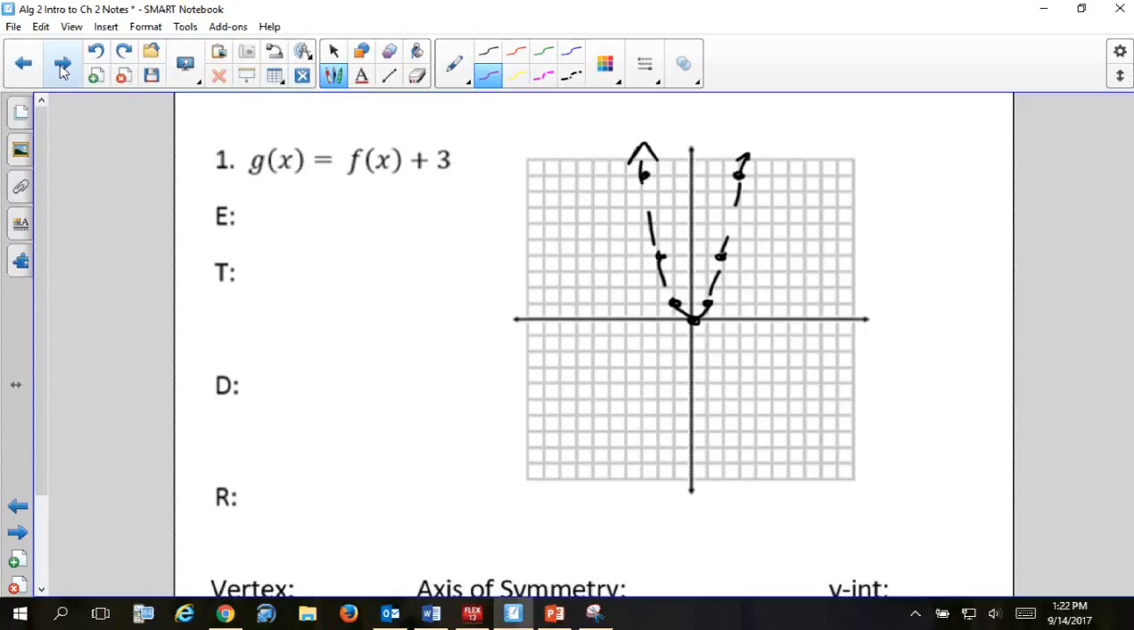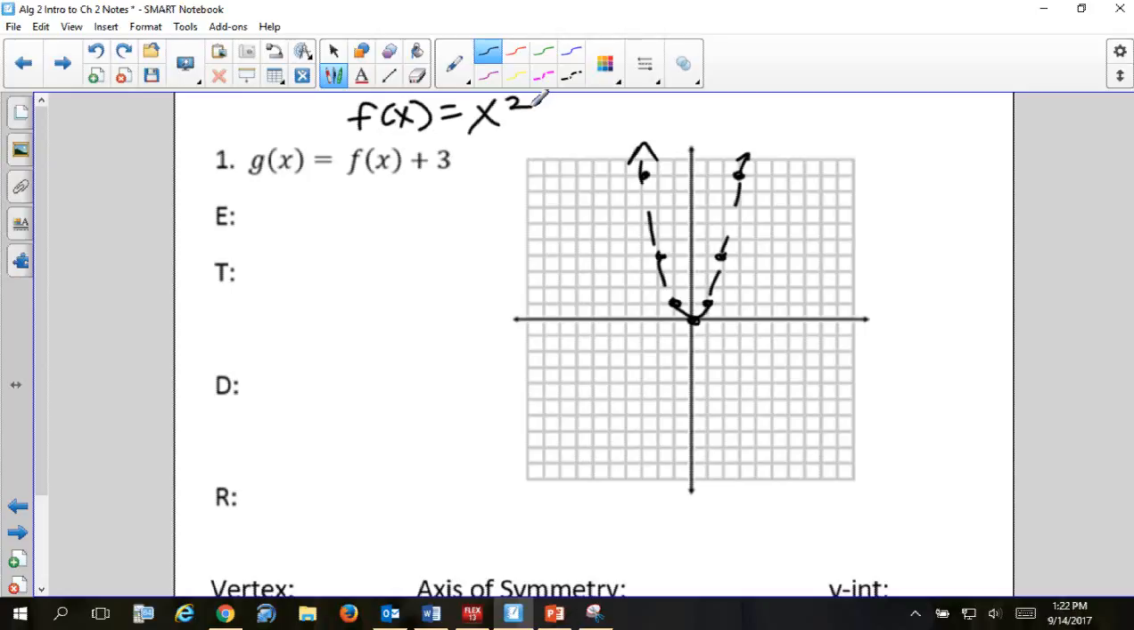So the first one starts out with g of x is equal to f of x plus 3. Does anybody remember what f of x is? It is a function of x. What is it? And it is y. Whoever said y, it is y. But for this particular example, what function is our f of x function? It is the parent function. Which is our parent function for this one? X squared. Excellent. Good job, guys. That is the x squared function.